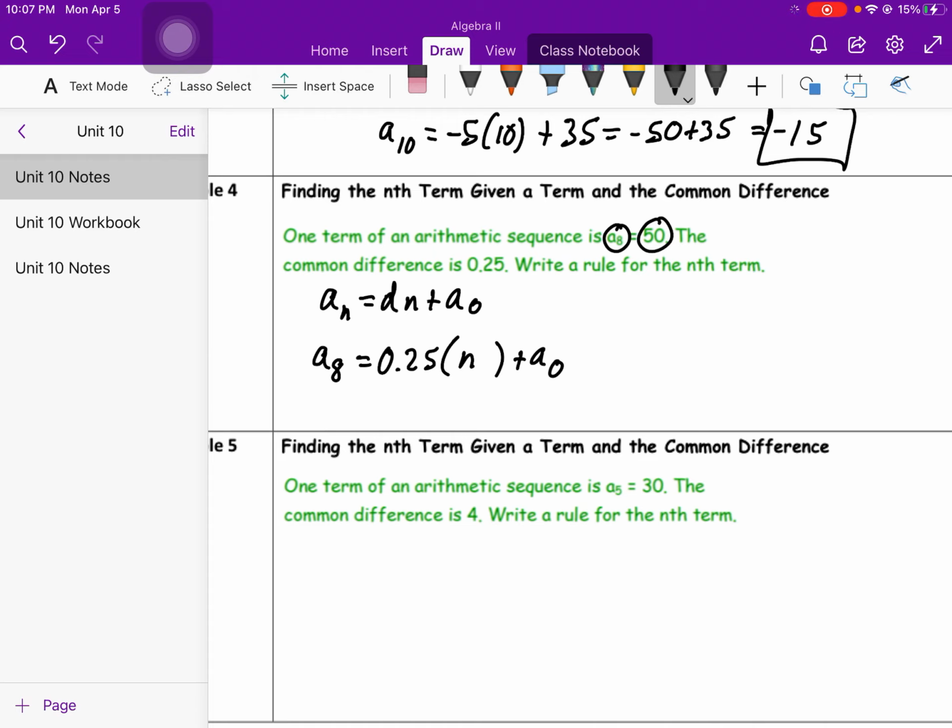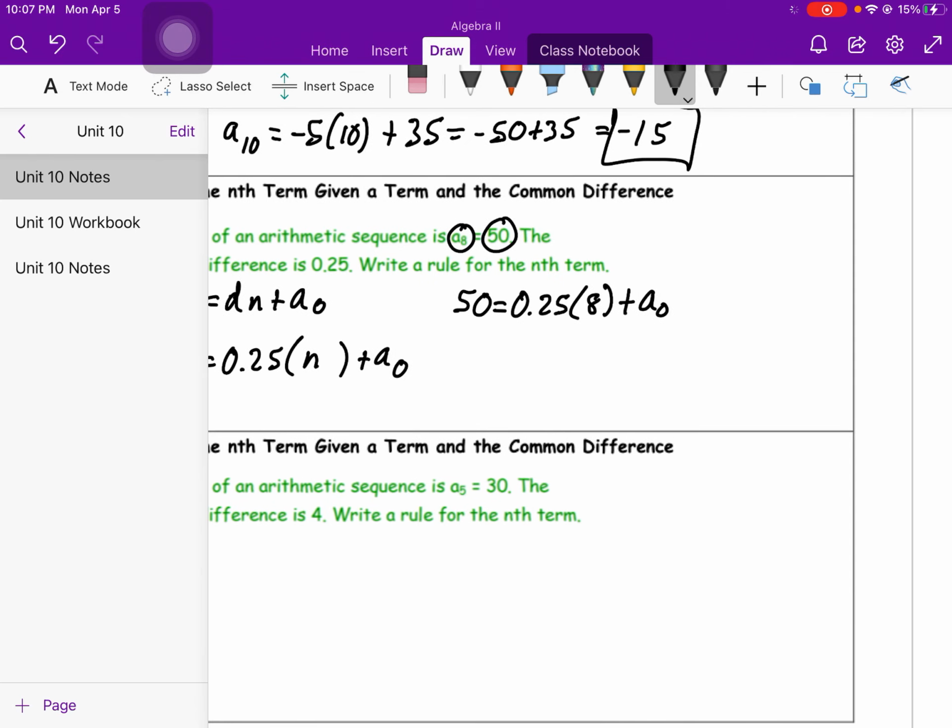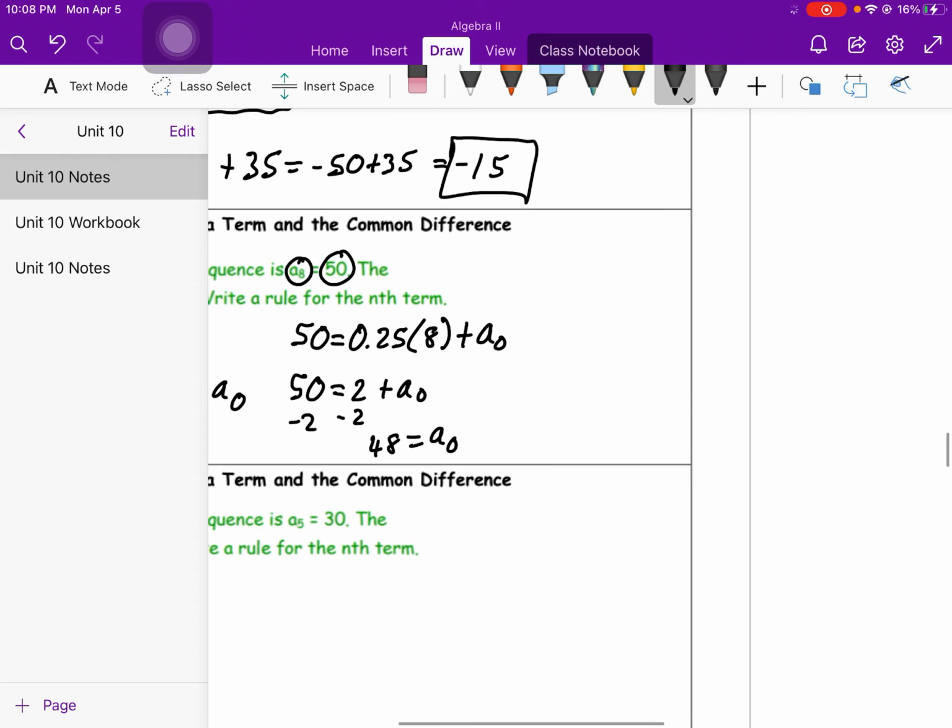So now I'm going to replace that n with 8 and the a of n with 50. It's going to be 50 equals 0.25 times 8 plus a of 0. And the last thing we need to solve for is that a of 0. So we get 50 equals, and when you multiply 0.25 times 8, you just get 2 plus a of 0, and we want to get rid of that 2, so we're going to subtract. So 48 is our a of 0 term. So that's everything that we need to write the final answer as a of n equals 0.25n plus 48.